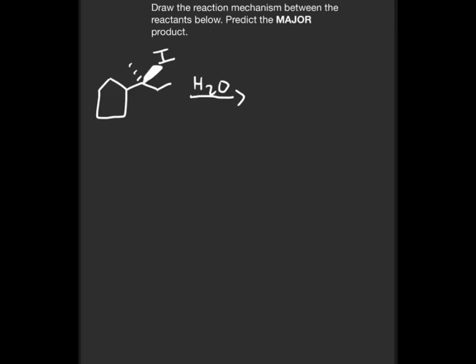Okay, so this question says, draw the reaction mechanism between the reactants below and predict the major product. So let's look at what we have. First off, we have a tertiary iodine, which means we cannot have SN2, since SN2 mechanisms only work in primary and secondary alkyl halides.